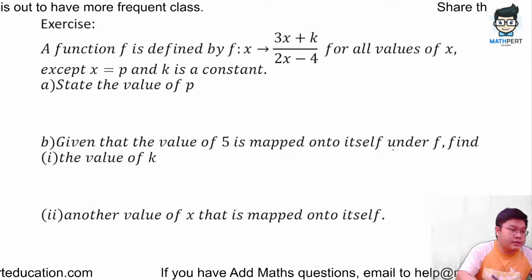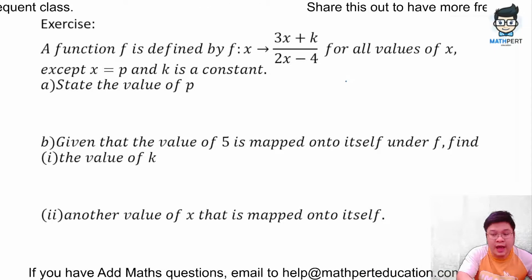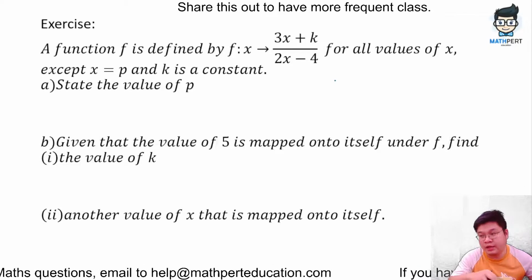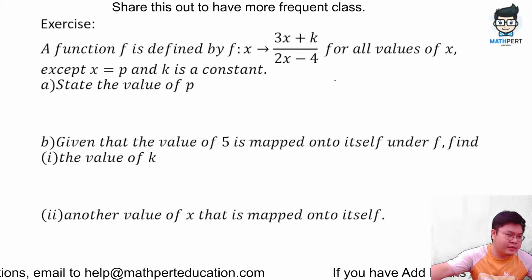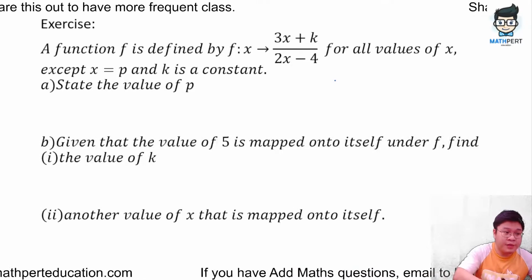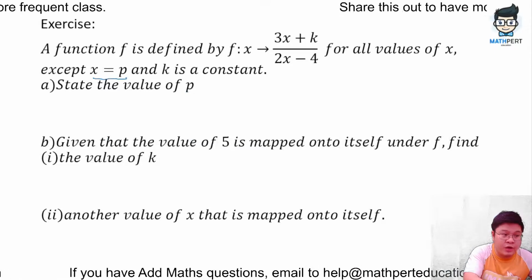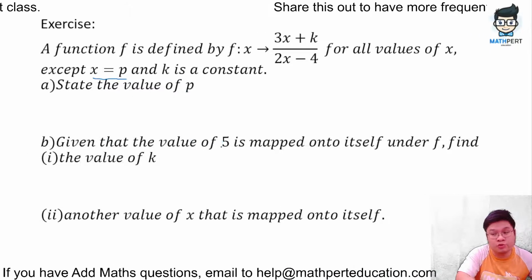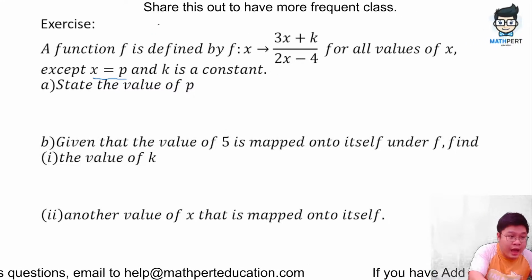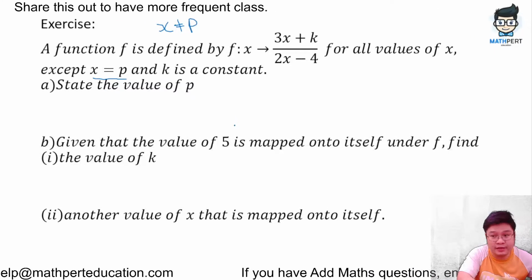So exercise. A function f is defined as this. Find all the values of x, except p, x is equal to p, and then state the value of p. So how do we find p? So p, where is p? P is over here. They are telling you x does not equal p. So what is p? How do we find this p?